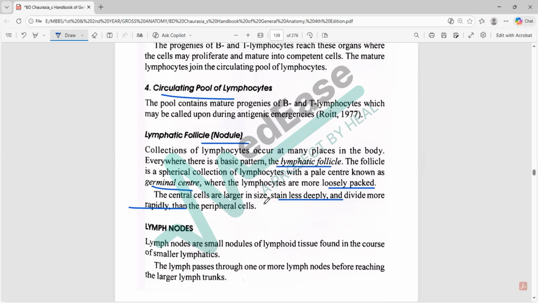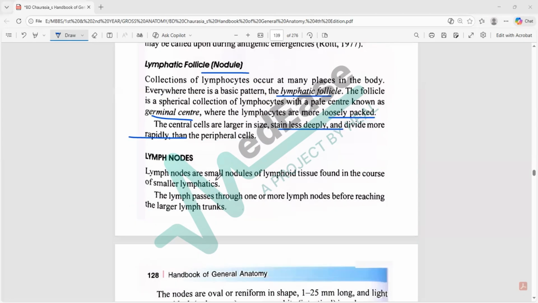Now, what are the lymph nodes mainly? Now, remember, the lymph nodes are the nodules of the lymphoid tissue which are collected with each other to produce the lymph nodes, and they are interposed in between the lymphatic vessels mainly.